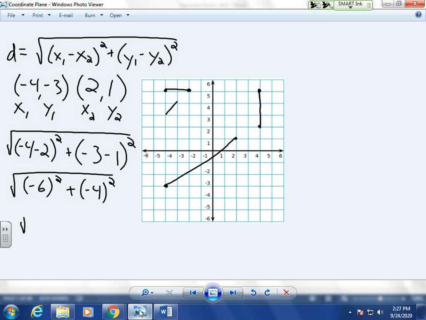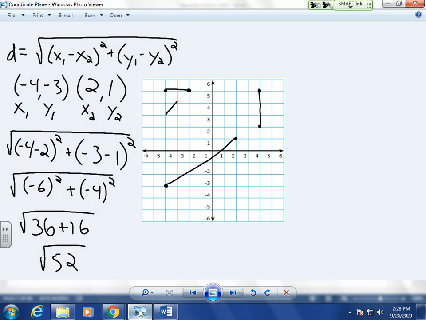-6 squared is what? +36. -4 squared is what? +16. So the distance of this segment is the square root of 36 plus 16, which is 52. Now you might be asking yourself, well, wait a minute, can't we just take the root of 36, which is 6, and add the root of 16, which is 4?